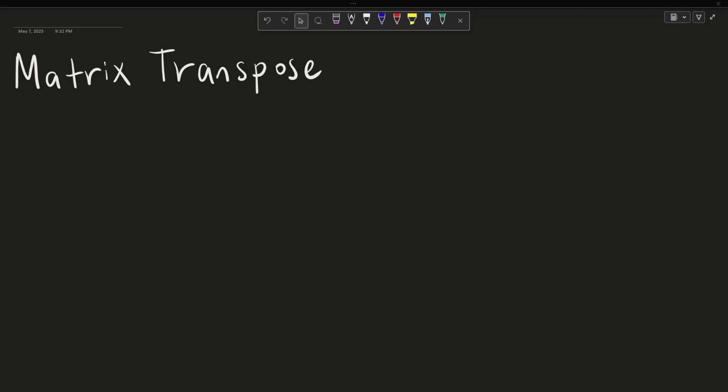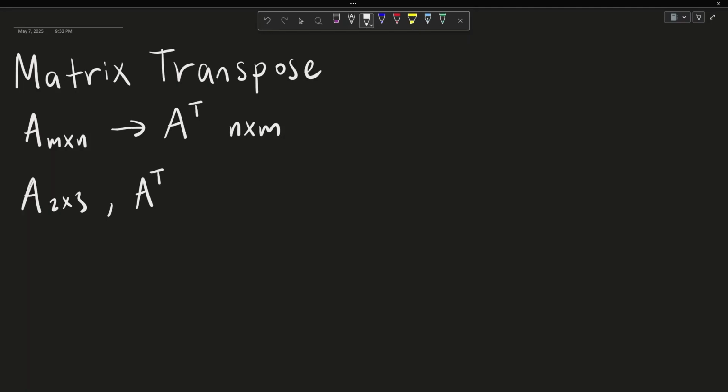So what does that look like? Firstly, if we have a matrix A of dimension m by n, this would imply that A transpose has dimensions n by m. So if we take a matrix A with dimensions 2 by 3, A transpose has dimensions 3 by 2. So let's show an example of this.